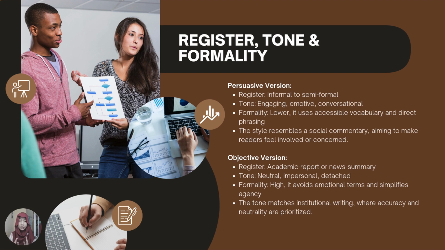The objective text has the register of academic report or news summary. The tone is neutral, impersonal, and detached. Formality is high, it avoids emotional terms and simplifies agency. The tone matches institutional writing, where accuracy and neutrality are prioritized.